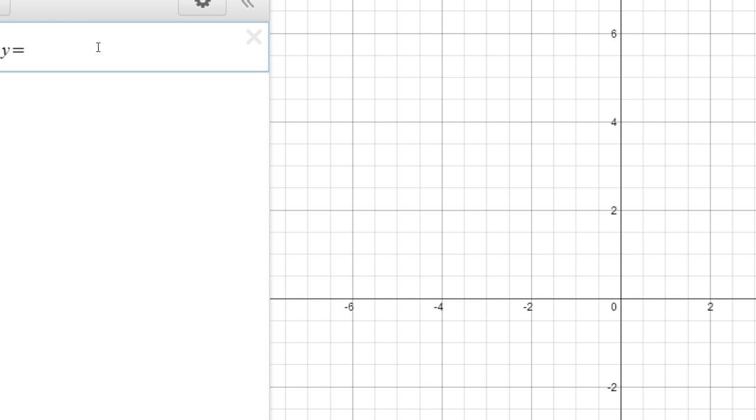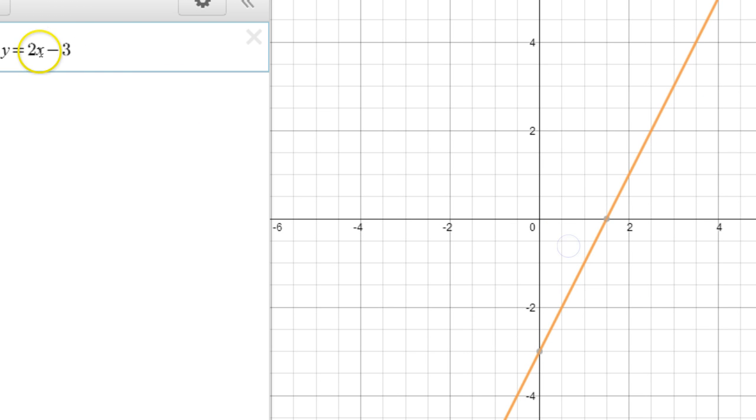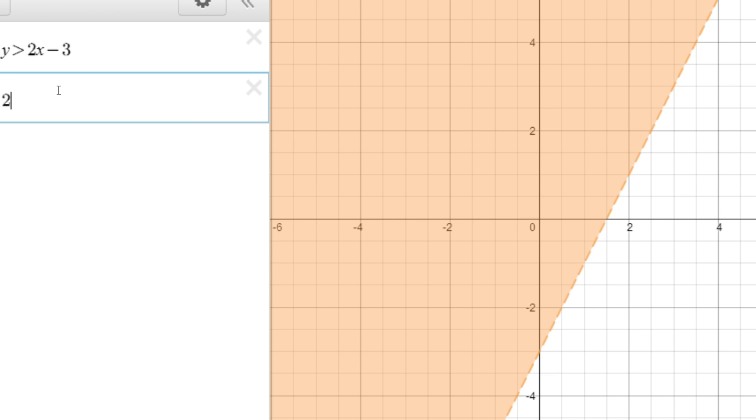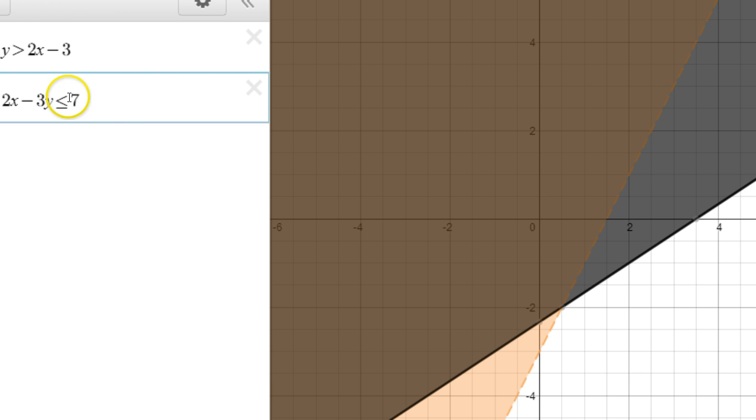So y equals 2x minus 3. Okay, that's our normal system. Okay, so here's our graph right there. All right, so that's our inequality right there. And let's say we had 2x minus 3y equals 7, or is less than or equal to 7. Okay, and so there's our graph.